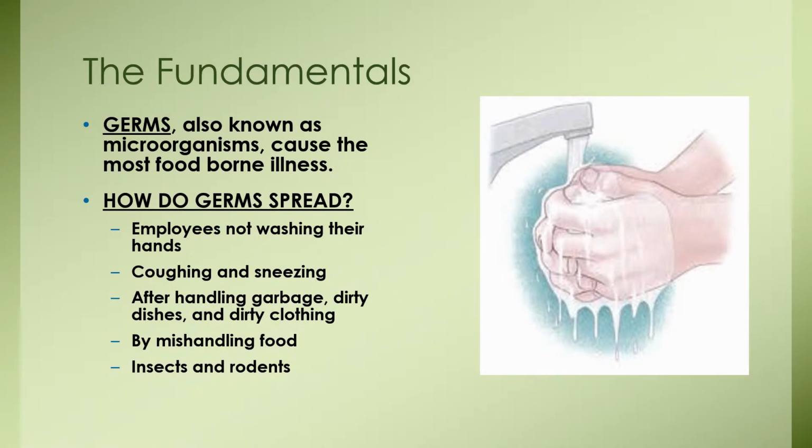Most foodborne sickness is caused by microorganisms known as germs. How do germs spread? Often because employees are not washing their hands, coughing and sneezing, after handling garbage, dirty dishes, and dirty clothing, by mishandling food, and by insects and rodents. These are the most common ways that germs are spread.